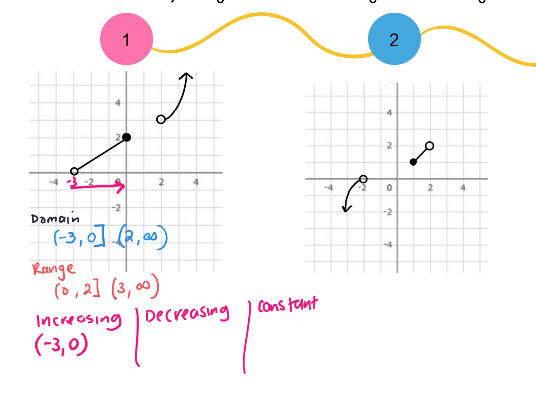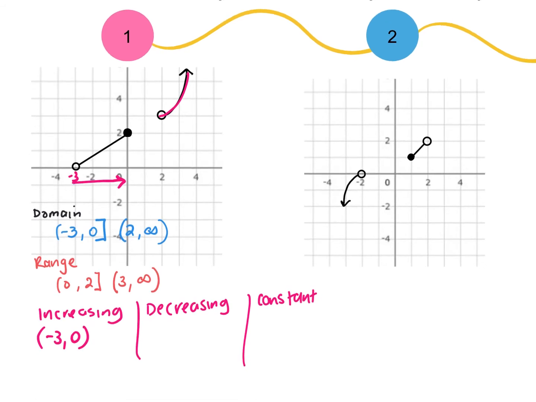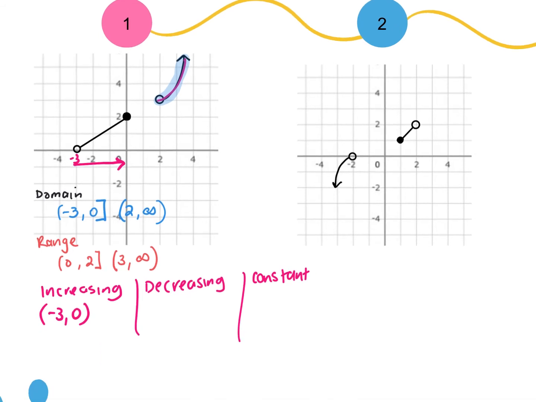Then it stops again, and it starts here. And is that rising or falling? It's rising, right? This is still rising. And it's from 2 to positive infinity. Is there any part of this graph that is falling or decreasing? No. So there's none. And constant would be a horizontal line. There's also none.